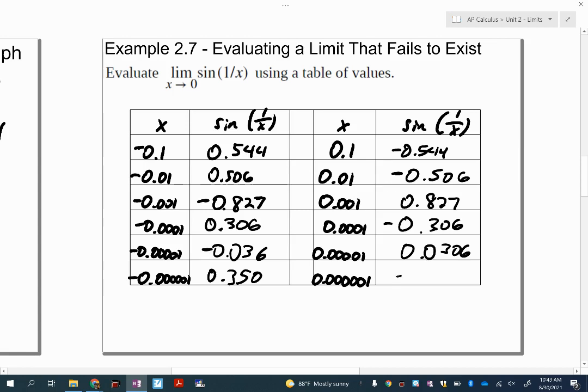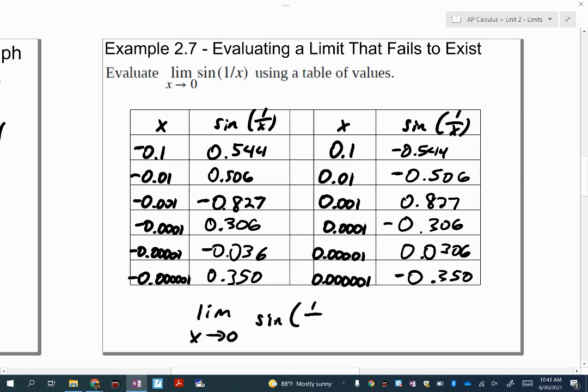And what you should notice is we're not approaching any number. So this is one of those where the limit as x approaches 0 of the sine of 1 over x does not exist. DNE stands for does not exist.